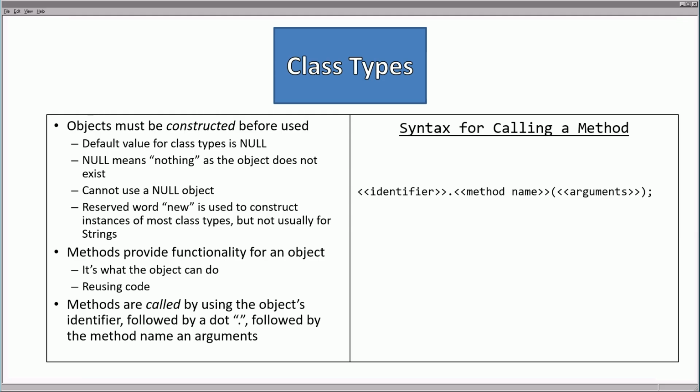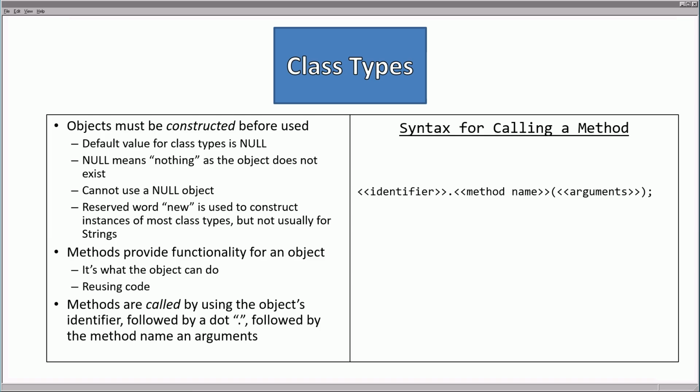Now, once again, classes create instances that we call objects. Objects must be constructed before they are ever used. As we've described before, Java assumes default values. In this case, the default value for an object is null. Null means nothing. It means the object currently does not exist inside the computer. We cannot use an object that doesn't exist. And for the most part, the reserved word new is used to construct the instances of most class types. But as we're going to see, we don't usually use it for strings.